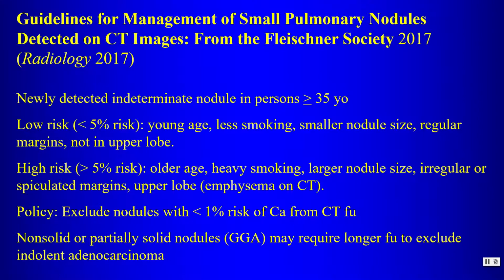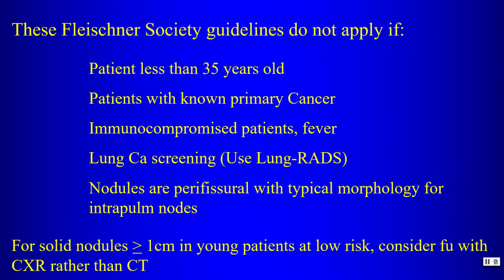So guidelines for management of incidentally detected nodules, these come to us from the Fleischner Society. So the criteria for using these, the patient should be greater than or equal to 35 years of age. And then for solid nodules, we would divide patients into low-risk groups and high-risk groups. And the idea here is to exclude nodules with a less than 1% risk of cancer from CT follow-up. If we have a non-solid or partially solid nodule that has ground glass attenuation, then this may require longer follow-up, up to 5 years, to exclude an indolent adenocarcinoma.